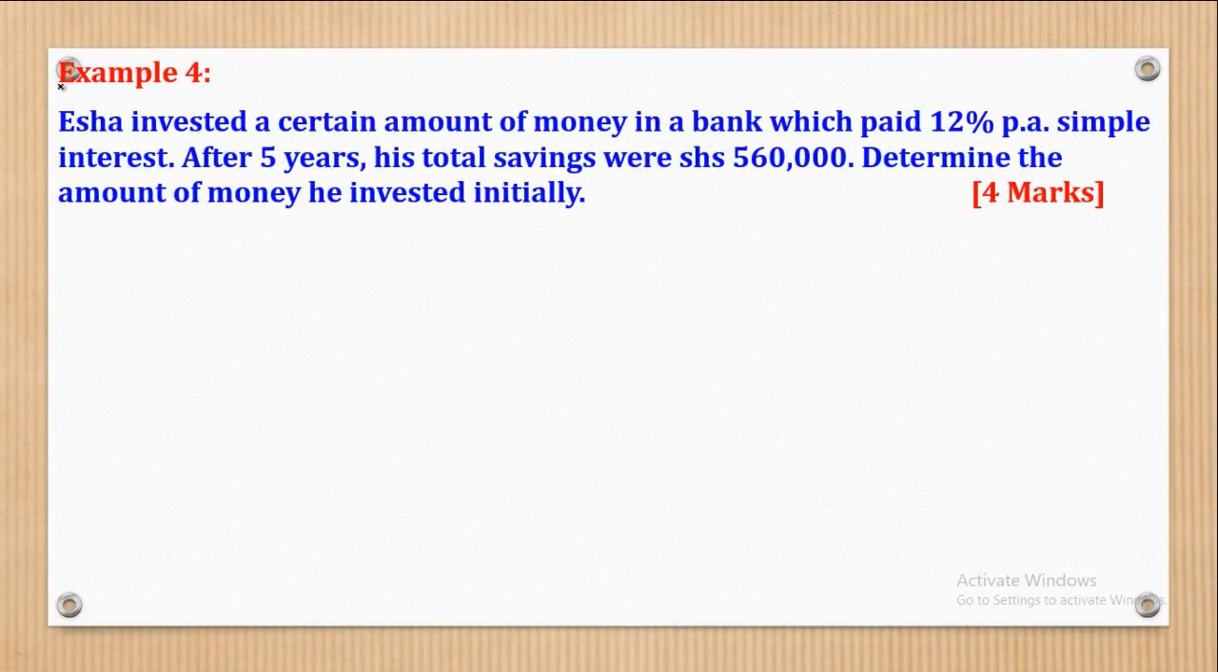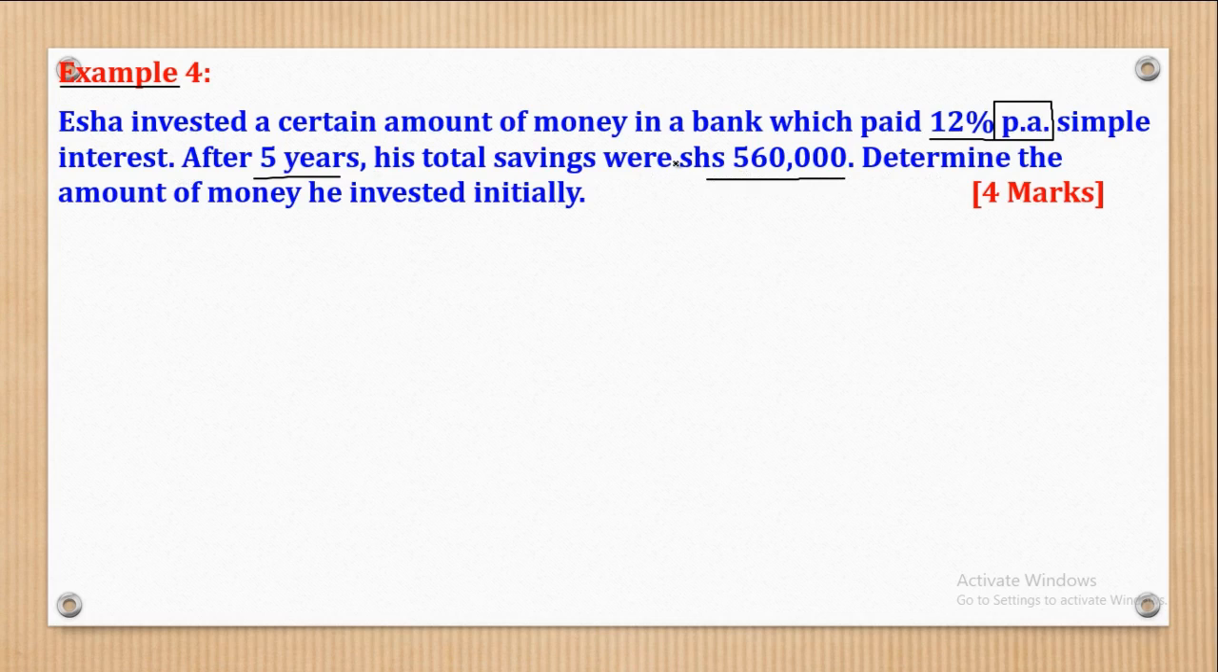Now we shall go to example 4. Example 4 says that Asia invested a certain amount of money in a bank which paid 12% per annum. So this PA is a symbol to mean per annum, so always remember that, simple interest. After 5 years, his total savings were shillings 560. Determine the amount of money he invested initially.